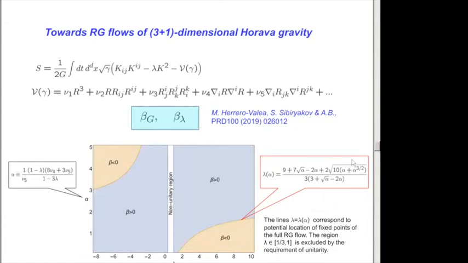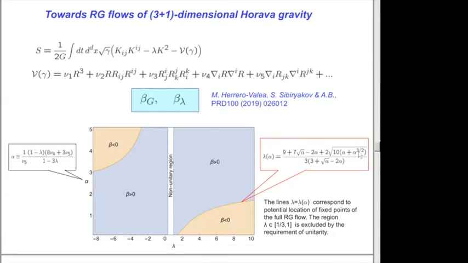Now let's try to do the same with 3+1, that is 4-dimensional Horava gravity. In this case, it's again the projectable case, and the Lagrangian potential term now involves either cubic in curvature terms, there are two of them, or quadratic in curvature but containing extra two derivatives. There should be no ellipsis here. This is just a typo.